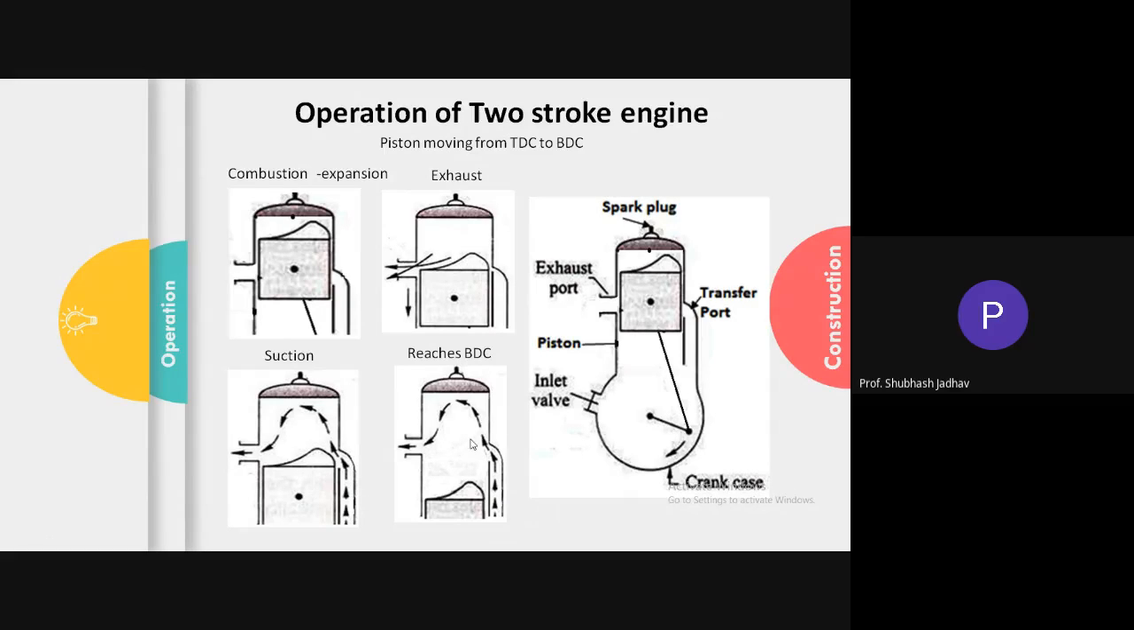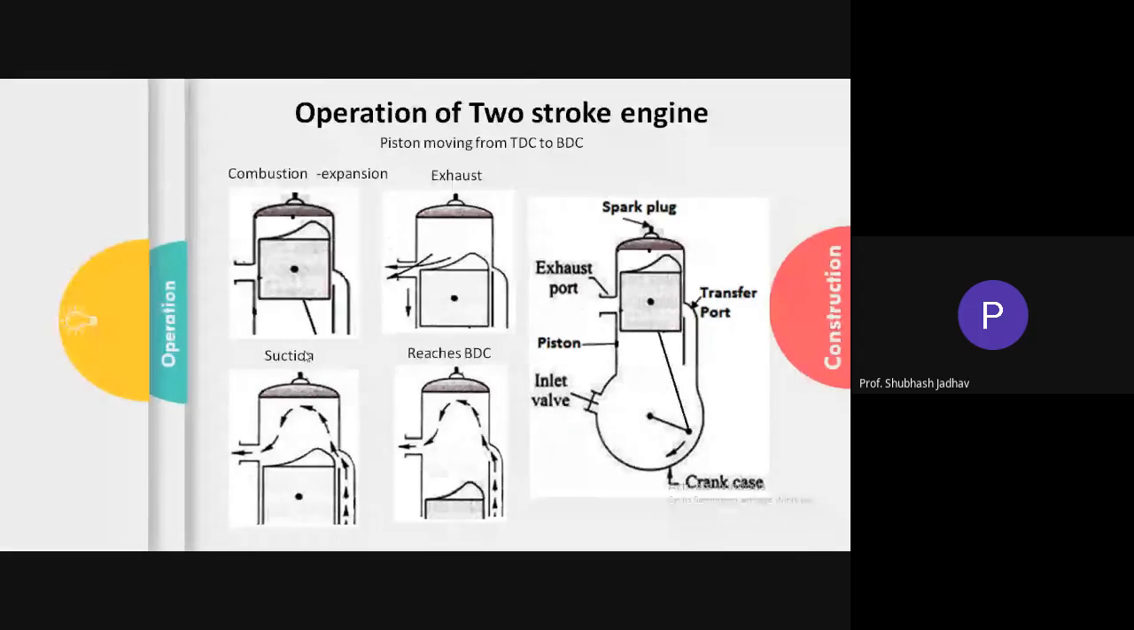So as it moves down, you can see it is reaching bottom dead center. When the piston is reaching bottom dead center, what is the condition? Exhaust is open, so exhaust is going on. Transfer port is open, so the suction is going on, correct? And when it was moving from here to here, expansion has happened. So expansion happened, exhaust happened, suction happened.